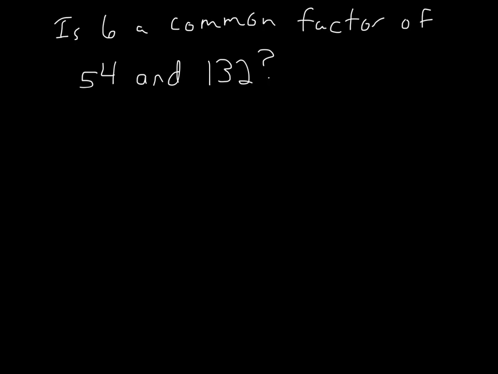Now, of course, we could divide both of these by 6, and I think immediately we'll recognize that 54 divided by 6 is 9. And so we know that 6 is a factor of 54, but for it to be a common factor, 6 also has to be a factor of 132. Now, actually, I don't feel like dividing right now, so let's use our divisibility rules to figure out if 6 is a factor of 132. And we know that if 2 and 3 are both factors, then 6 also has to be.